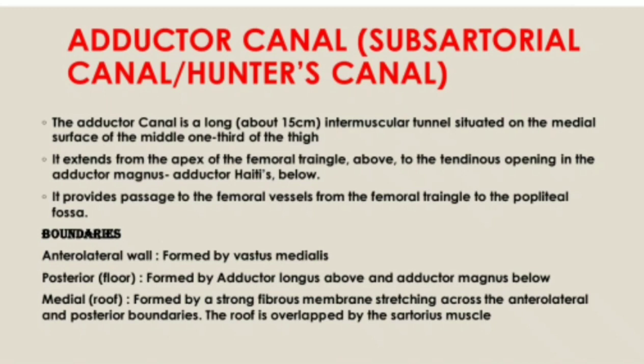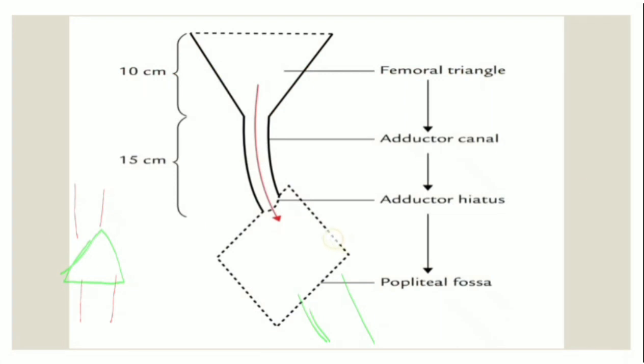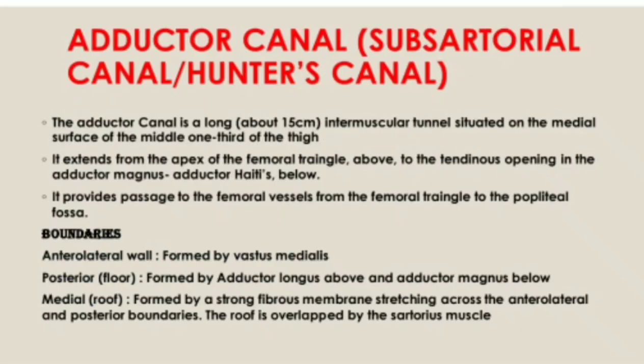So what is the apex? See, if I cut this tunnel in cross section, it will be like a triangle. So what does the apex have? The apex is nothing but the femoral triangle. The base is where it ends, and it will end in a muscle, the adductor magnus, a very important muscle. Just like I said about the fascia lata having an opening called the saphenous opening, in the adductor magnus you will have a tendinous opening that is called the adductor hiatus.